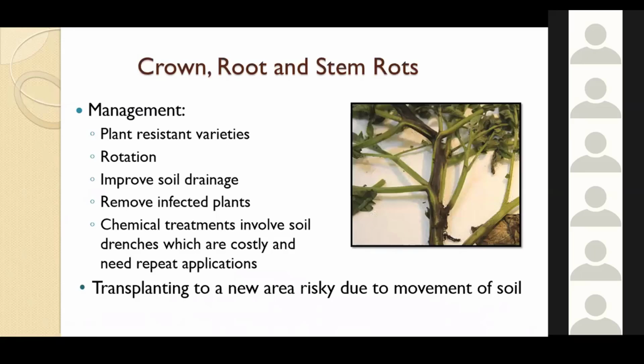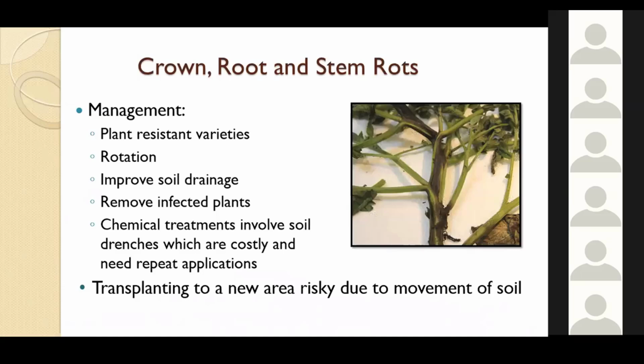Also, a lot of these pathogens need free moisture or an excess amount of moisture in order to infect. So anything that you can do that would improve drainage tends to affect our crown and root rots. As with most diseases, try to remove infected material as soon as you see it. And with these, you want to make sure to remove the entire plant, including the root ball.